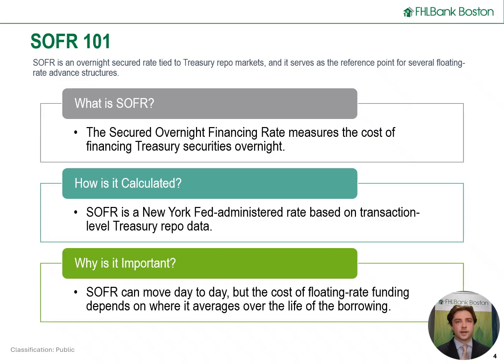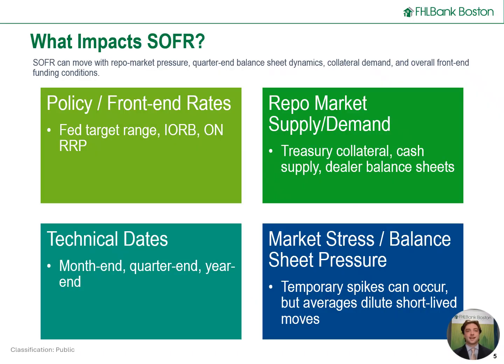And that word overnight matters quite a bit because a single SOFR print can jump, while a SOFR index advance experiences the full rate path over its term. On this slide, we will take a look at four drivers of movement in SOFR. First, Fed policy and the front end of the curve.